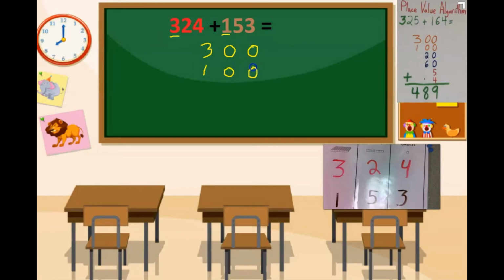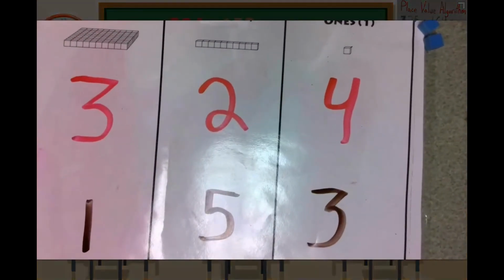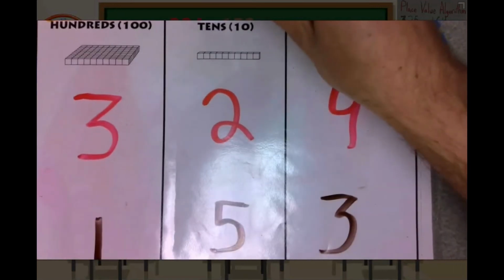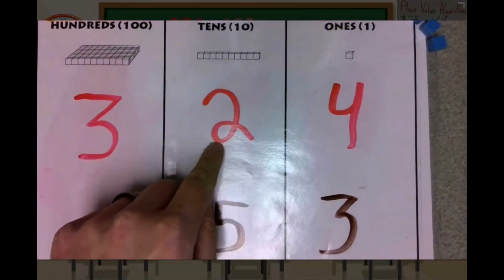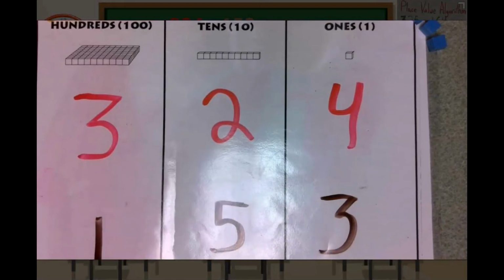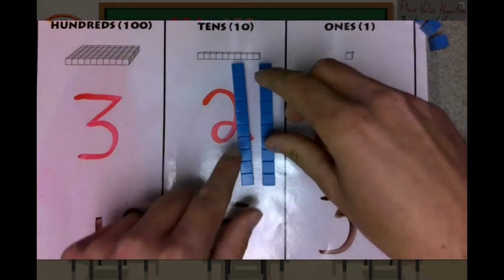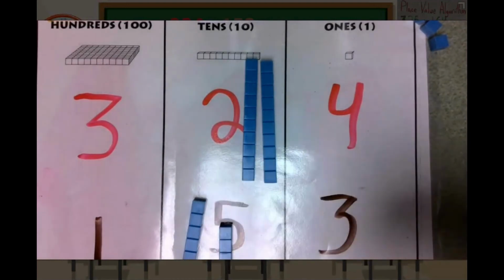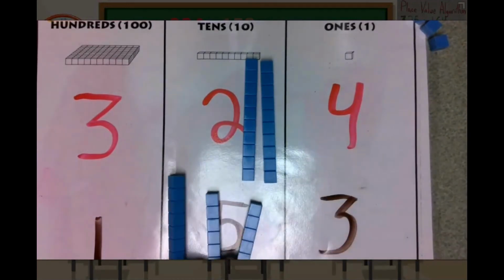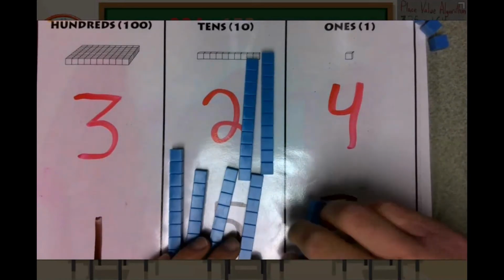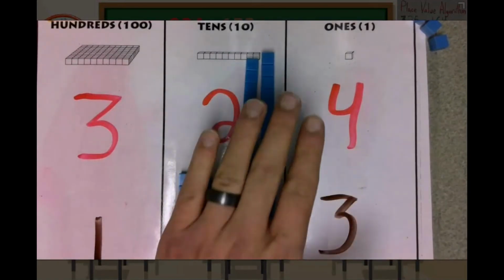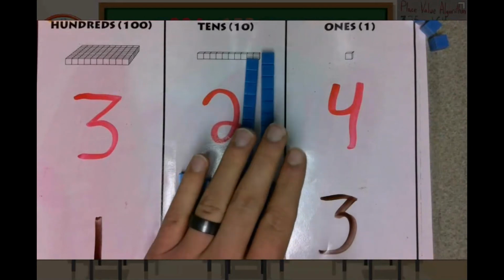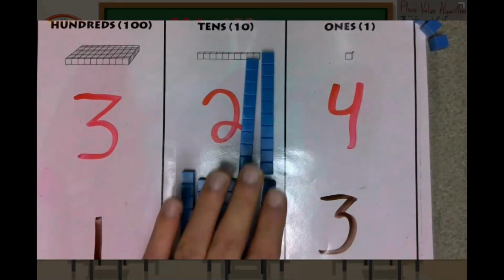Then I'm going to look to my next place value. What's my next place value? That's right, the next place value over is the tens place value. So we have a 2 and a 5, but it's not really 2 and 5. It's 2 tens, which is 20, and 5 tens, which is 10, 20, 30, 40, 50. So we have 20 and 50.